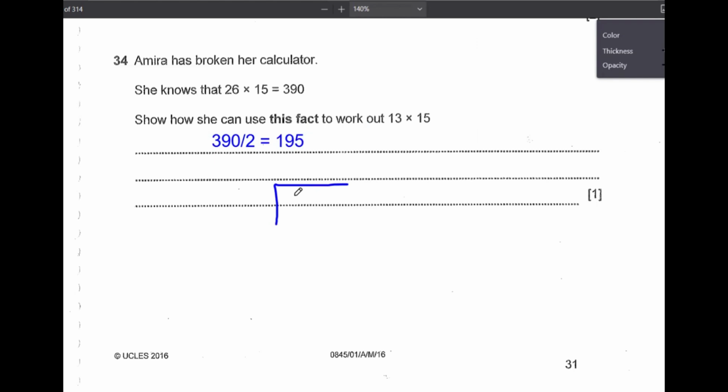the 3, 9, 0 divided by 2. Okay, we don't have 3, we have got 2, which is equal to 1. And remember 1, then you put the 9 down. We don't have 19 in table 2, but we have got 18. So 18 divided by 2 is equal to 9. And remember 1, you put this 1 down, and then you put this 0 down. It's going to be 10. We've got 10 for sure. And that's equal to 5. So it's equal to 195.